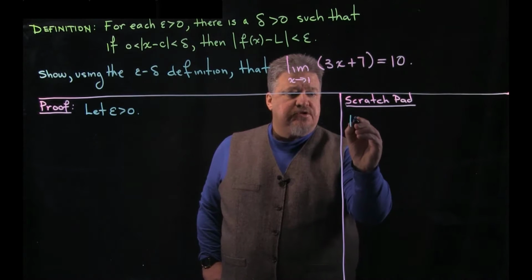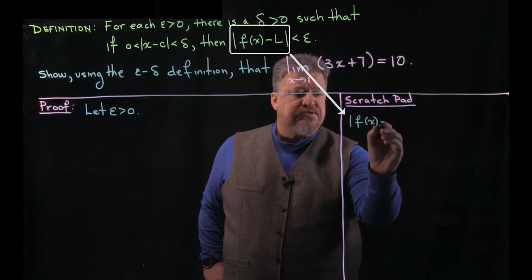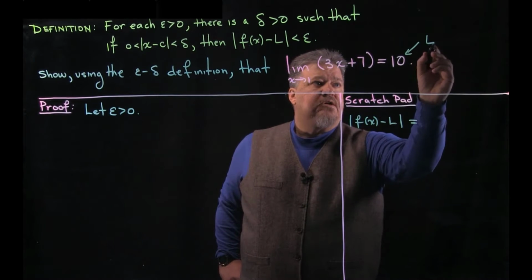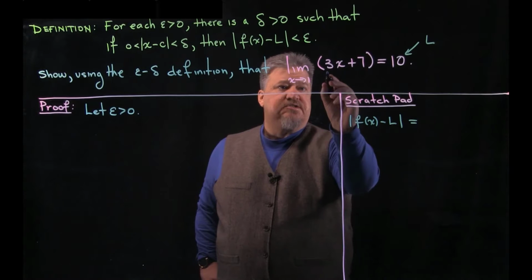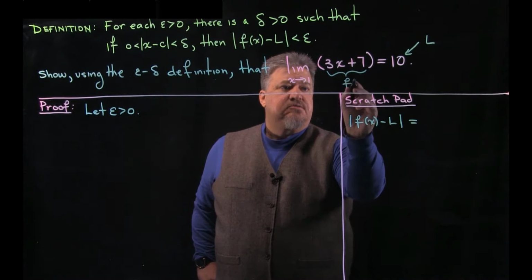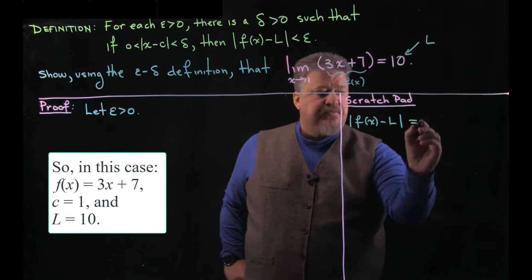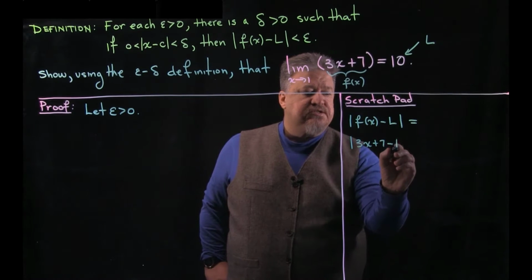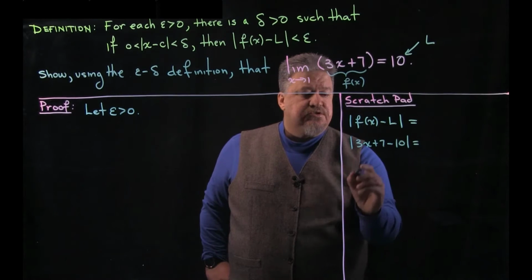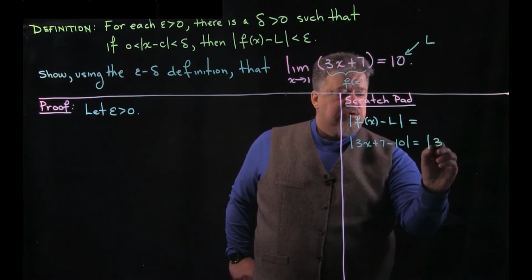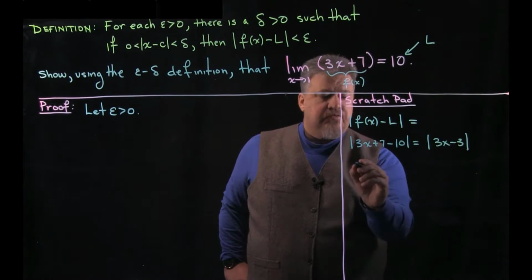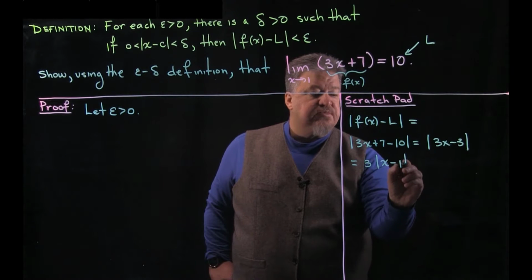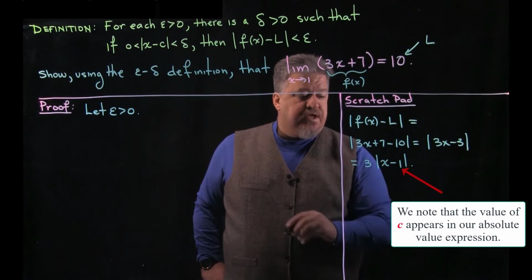So let's first look at, what is this expression, the absolute value of f of x minus L? Well, we know what L is. L is 10. We know what f is. That's 3x plus 7. So let's see. This would be the absolute value of 3x plus 7 minus 10, which is equal to the absolute value of 3x minus 3, which is equal to, factoring, 3 times the absolute value of x minus 1. All right, now, that's simple algebra.